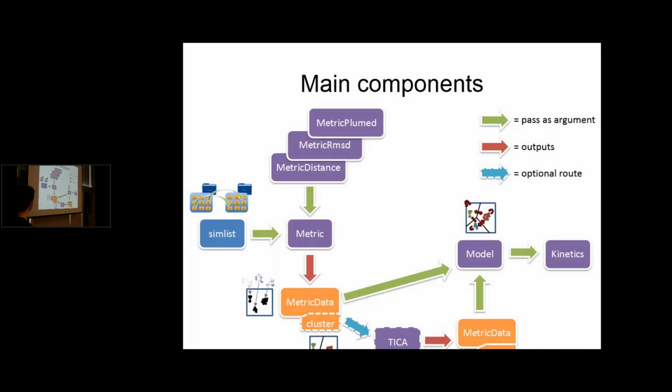So essentially, you need to know only 4 to 5 classes, which are metric data, which is produced by metric, TICA, which you can use or you can choose not to use, but you should use. Then the model class and the kinetics class, and the simlist function. That's everything we're going to look at now in the Jupyter notebook.